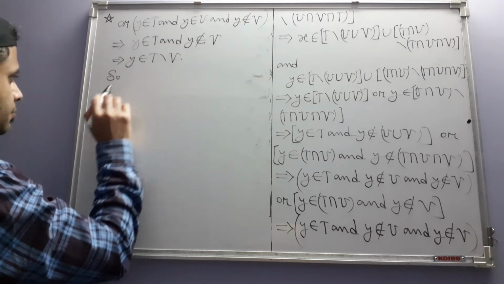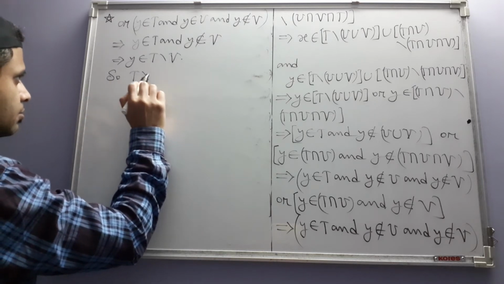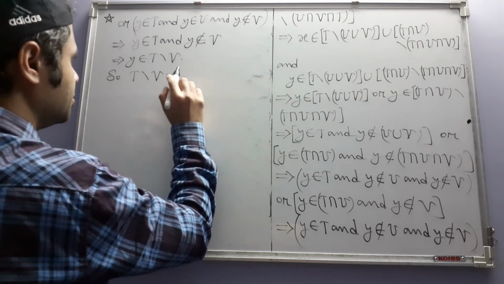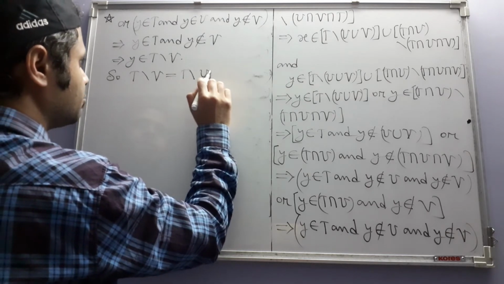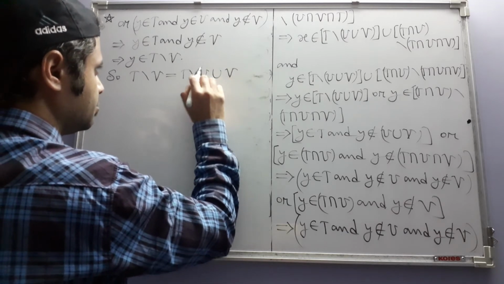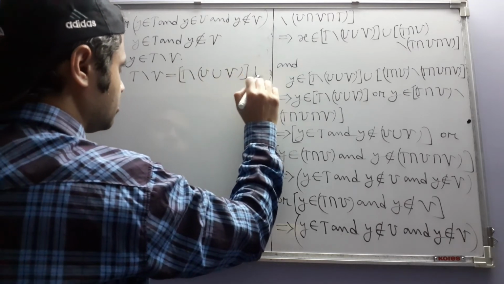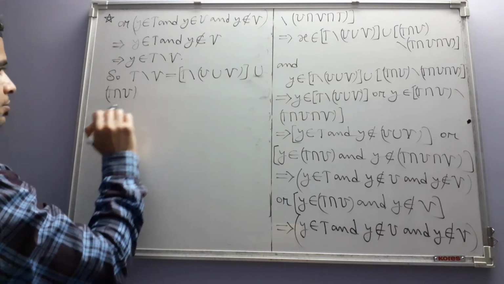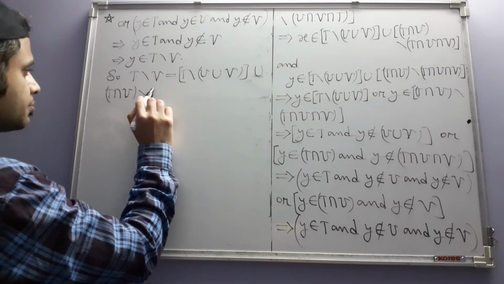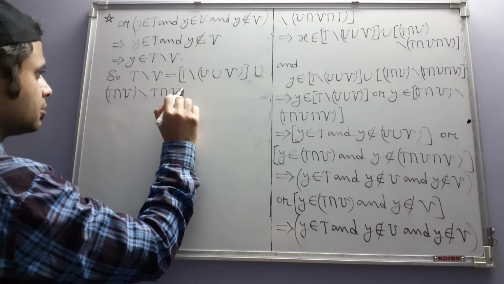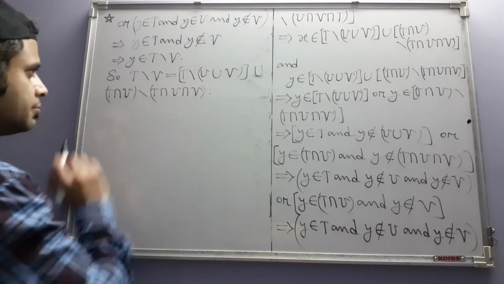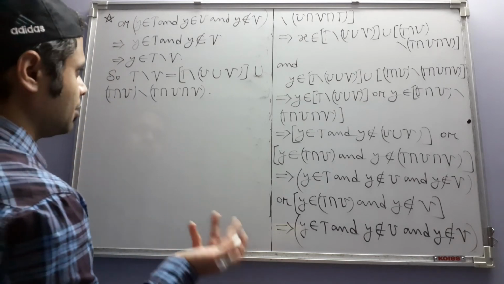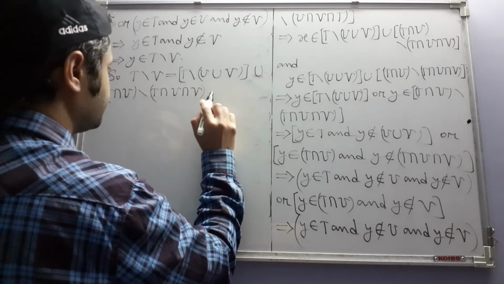So T difference V is actually equal to what we were claiming it to be: T difference U, union V, union T intersection U, difference T intersection U intersection V. So what we wanted to prove is now true. Now, so what? How can we use this?